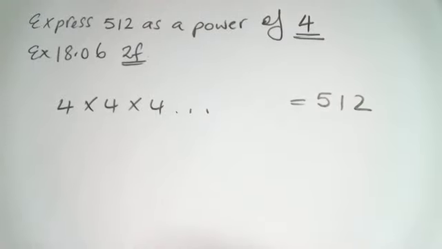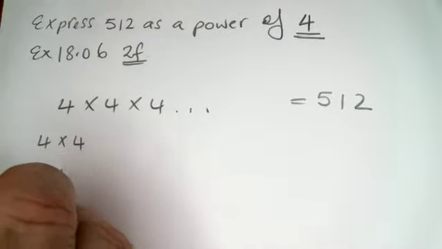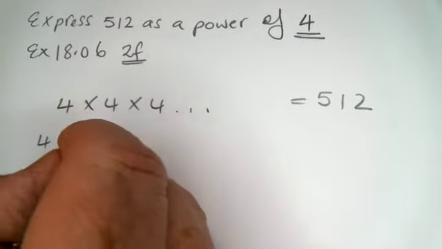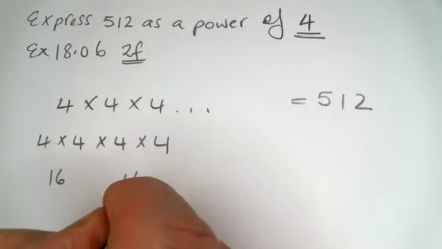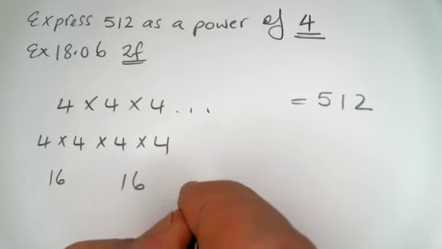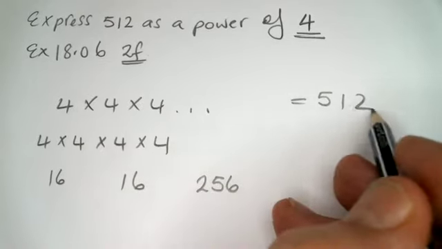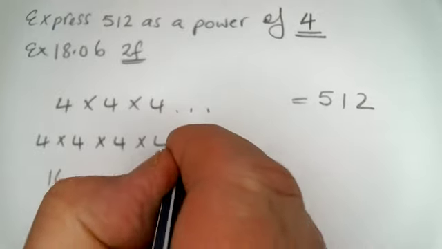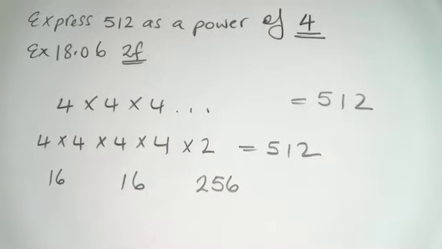Well, let's see. We know that 4 times 4, that's 16. I'll write 16 underneath. And if I multiply that by another 4 times 4, or another 16, 16 16s are 256, and 512 is double. So if I can just multiply that by 2, then I've got 512.